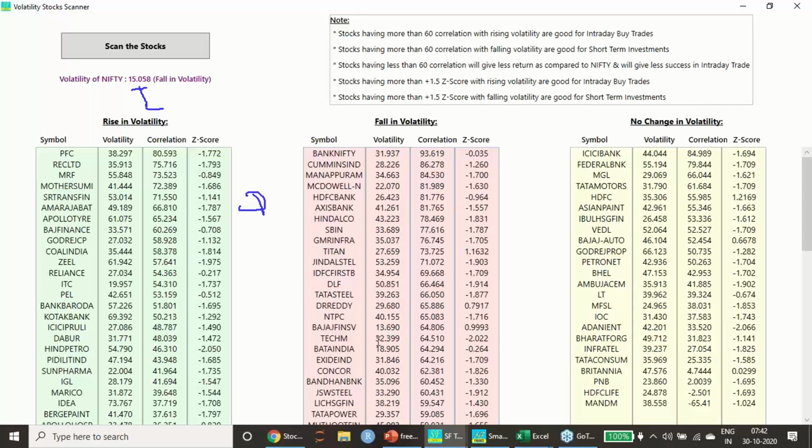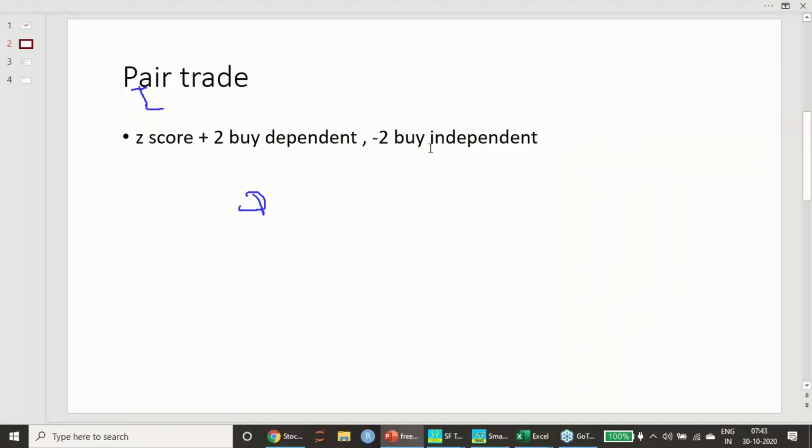So here you are getting Tech Mahindra at -2 as the Z score. You are getting Jindal Steel near -2 here. Similarly, 1.78 also in the SBI case. So wherever the Z score is -2, at that time the independent, meaning Nifty, is to be bought, and the counter trade, the stock, should be sold.